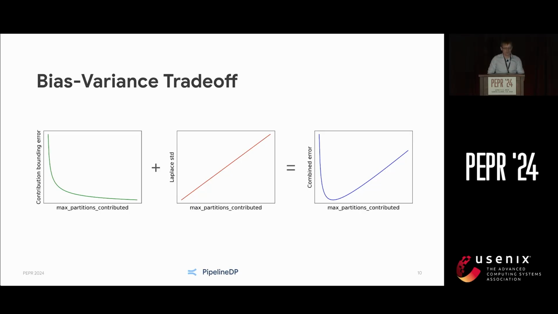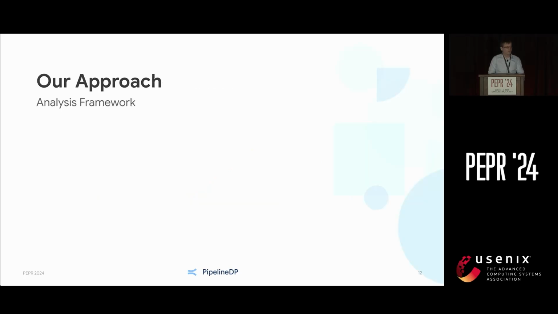Let me emphasize that the contribution bounding error depends on the choice of this parameter, and it is data dependent. Laplace noise, of course, depends only on this parameter. Basically, this is the thing: we need to somehow find these parameters.